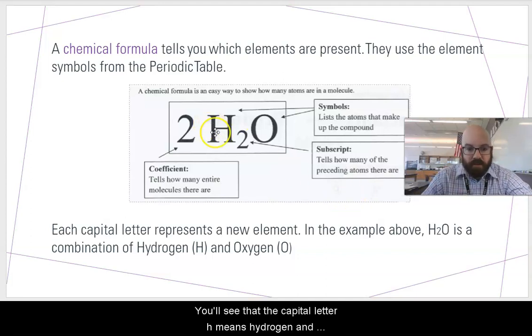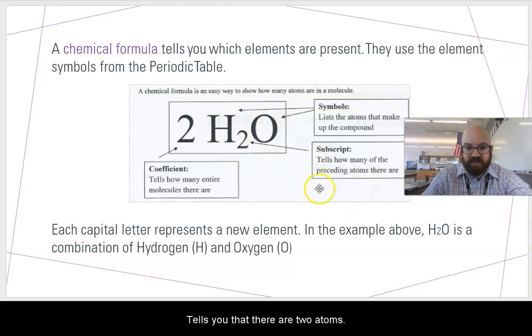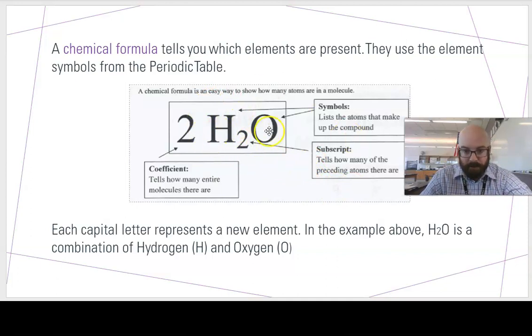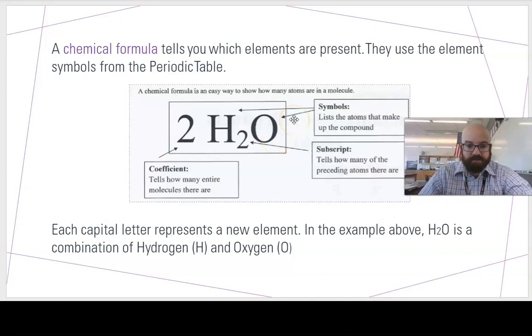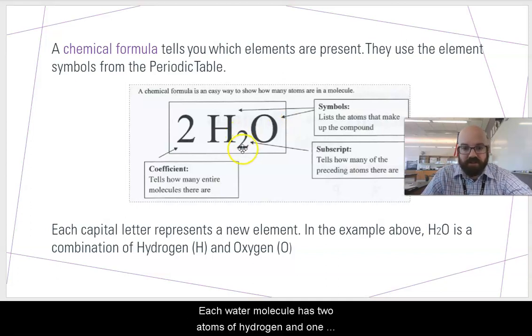You'll see that the capital letter H means hydrogen, and the little 2 here, which is called a subscript, tells you that there are 2 atoms of the element hydrogen in this formula. O shows you that oxygen is present in this substance, and there's no subscript, there's no number there, so that means there's only one atom in the formula to make water. So every water molecule, which is the small particle of water, has 2 atoms of hydrogen and 1 atom of oxygen.